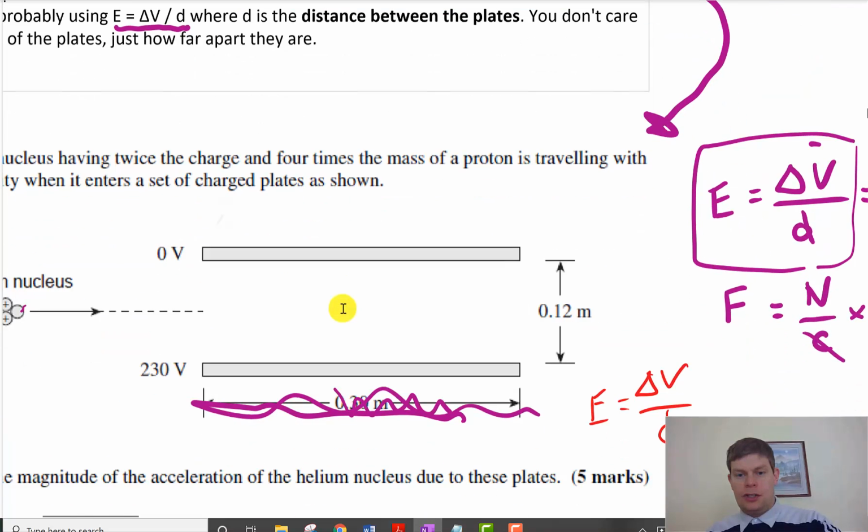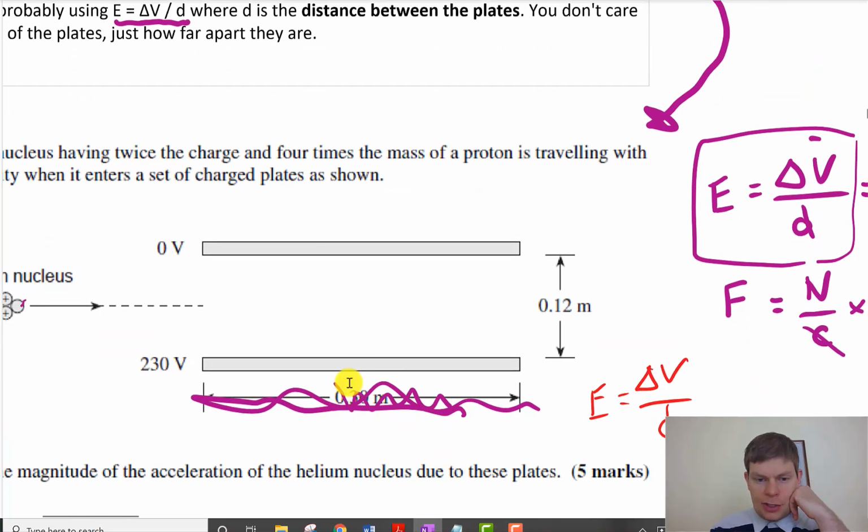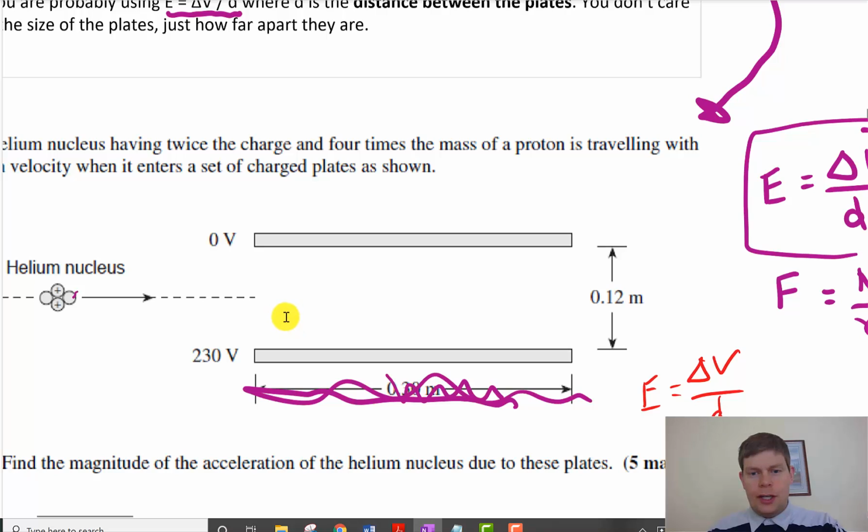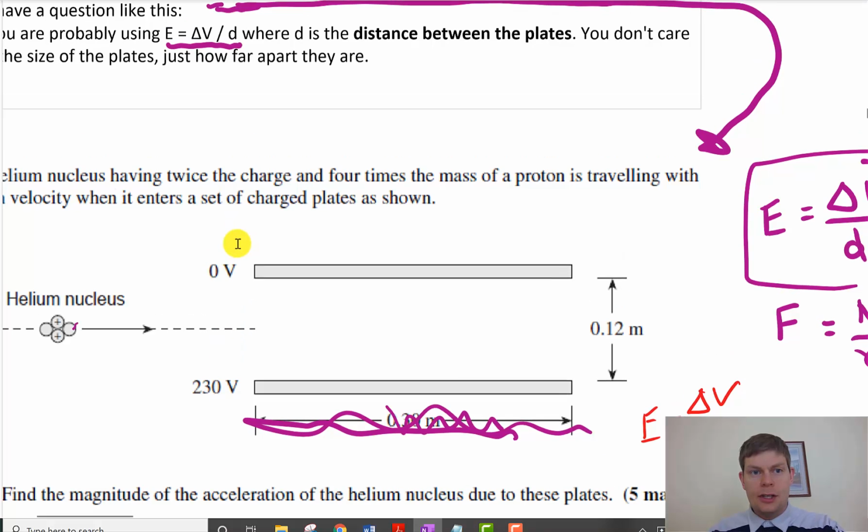So here's an example of the sort of question you get. A lot of times, again, you get the width of the plate, but that is useless to you. You want how far apart they are. That will be your D in your formula. So for this particular question, what you do is you figure out the electric field strength between the two. You've got a 230 volt difference between the two plates. Divide that by 0.12 meters. You've got the electric field strength.